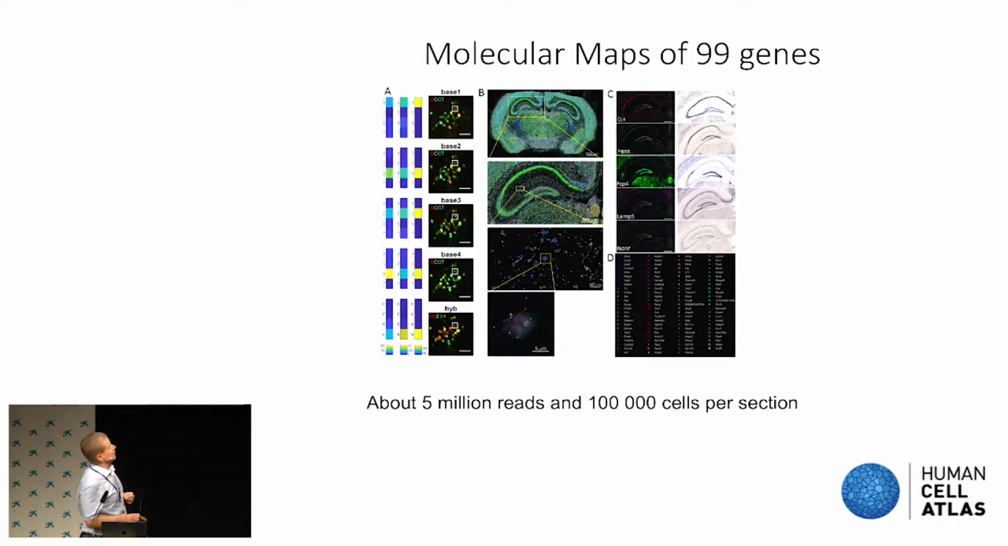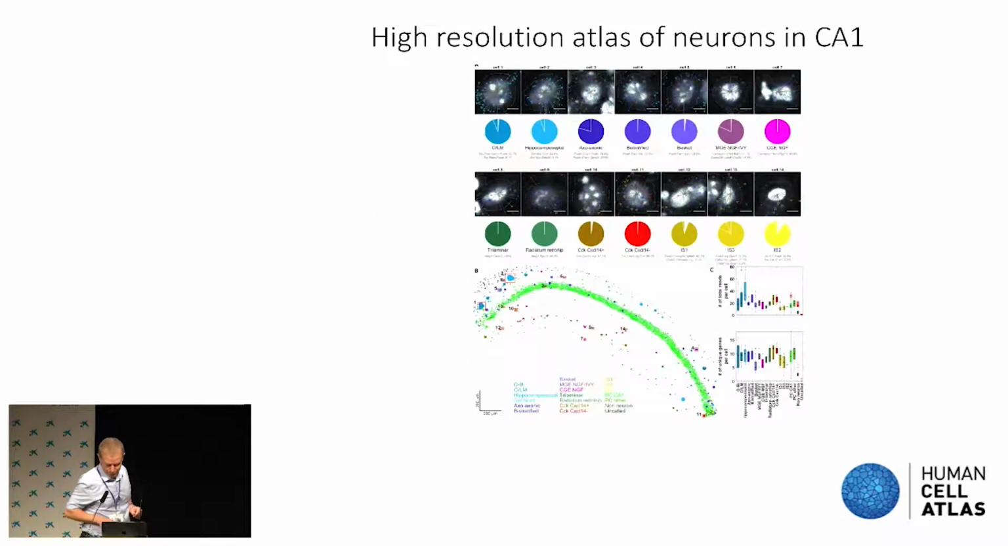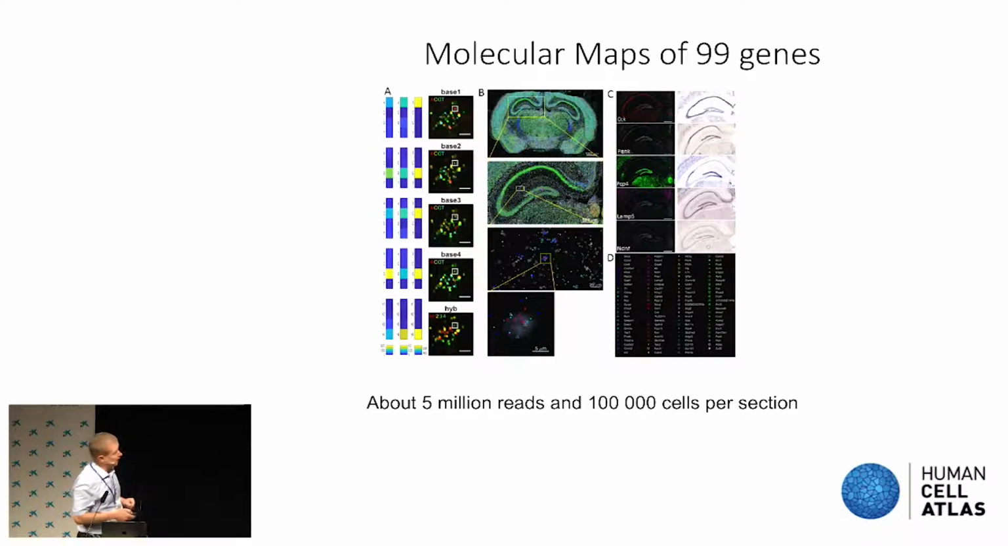So the data looks like this. It's fluorescence. Here's an example cell, sitting somewhere in the hippocampus. You generate cycles of fluorescence imaging, staining and imaging, then decode and read the barcodes, and you can assign gene identities to the barcodes. And it's really high throughput.